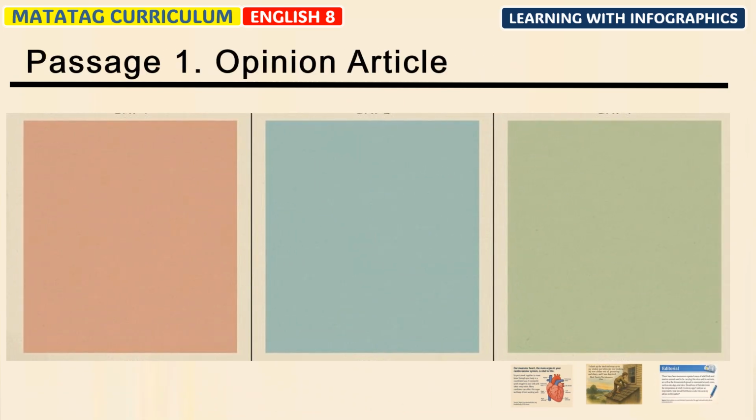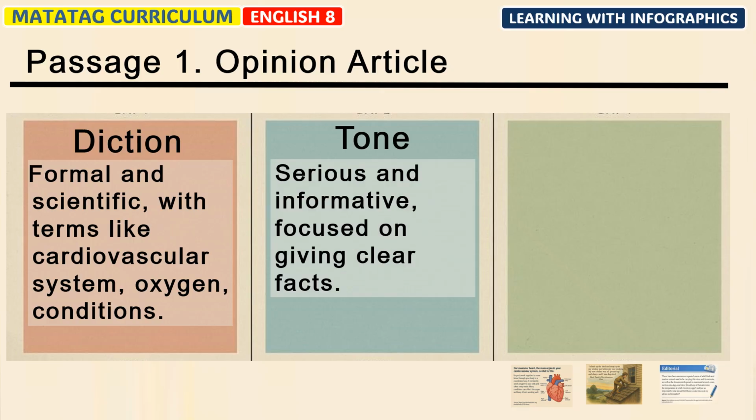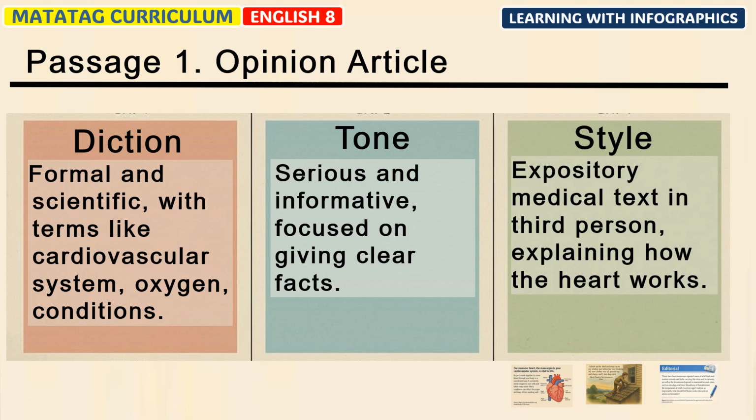In this passage, the diction is formal and scientific with terms like cardiovascular system, oxygen, conditions. The tone is serious and informative, focused on giving clear facts. And the style is expository medical text in third person, explaining how the heart works.